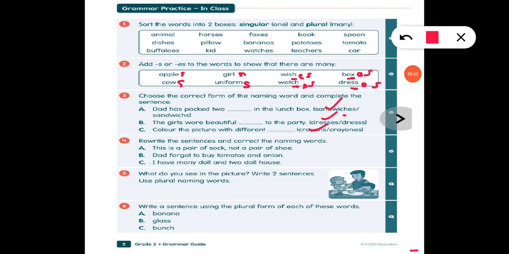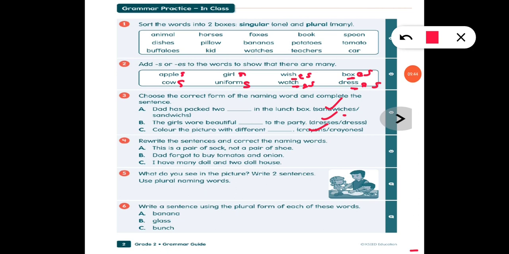Next one, there is question number 4. Rewrite the sentences and correct the naming words. You have to do this in your notebook. Answer 4. So you have, there is a, it is not correct. You have to correct these sentences and rewrite them. So A part.